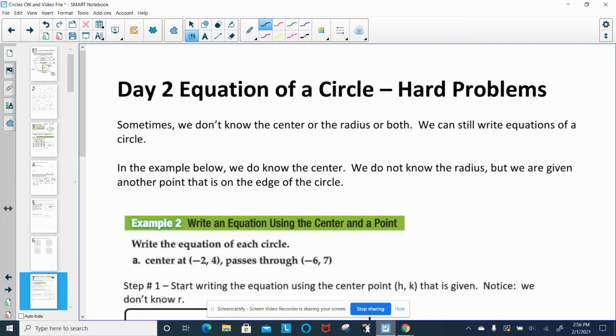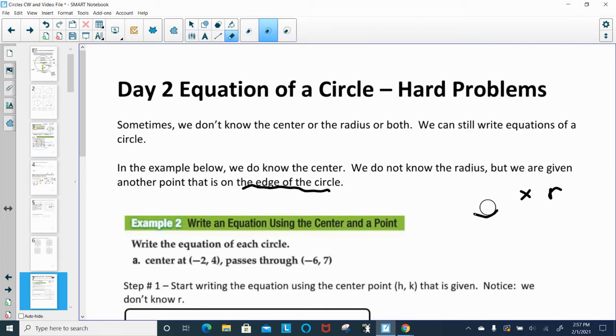So I'm going to be showing you a few different types of problems, some where we know the center, but we don't know the radius. We're going to start out with those first. But what we will know is another point on the edge of the circle. So what's that mean? We're going to know the center, and then we're going to know another point, but we're not going to know the R. And there is going to be a way for us to do this. It's just going to take a few steps. So the notes are going to be super important that we follow the steps.